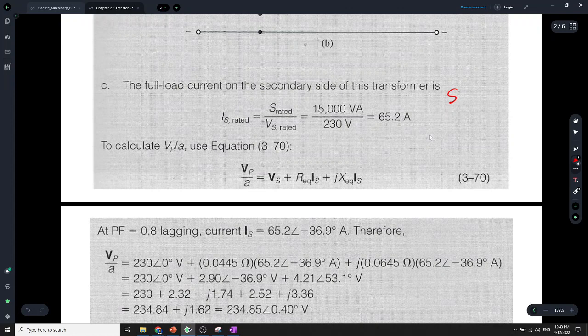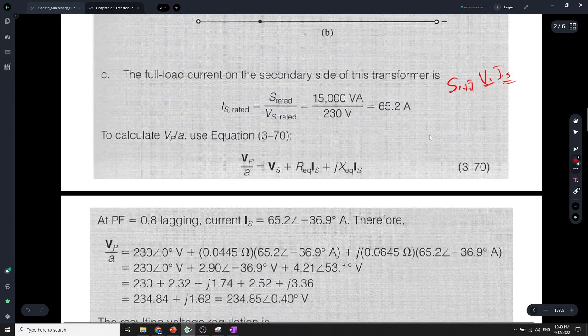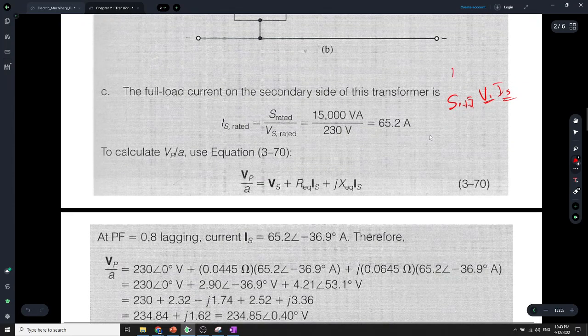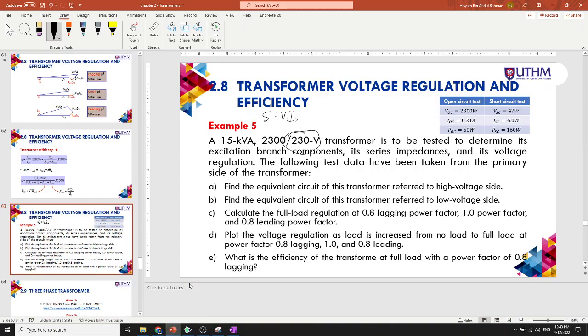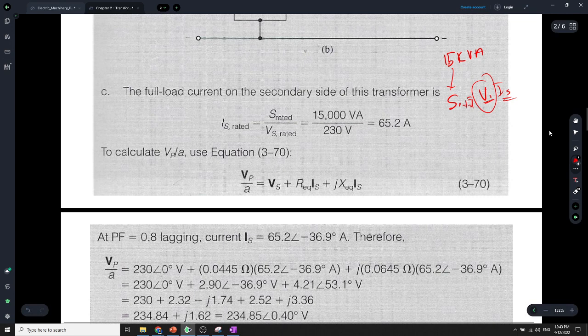So Vs Is, they say that S is rated, Vs also rated, I also rated. The value of S is 15k VA. So where to get the Vs? Here. This is the Vs rated, which means the full load voltage. So we can directly calculate, and then we get the Is.